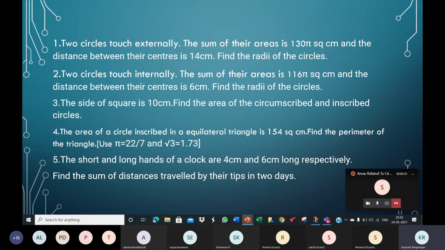What about the minute hand, children? How many circles does the long hand, that is the minute hand, make in a day? 24 circles. Because every hour it is making a circle.